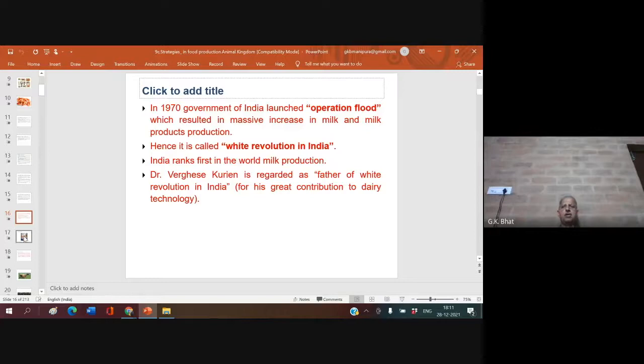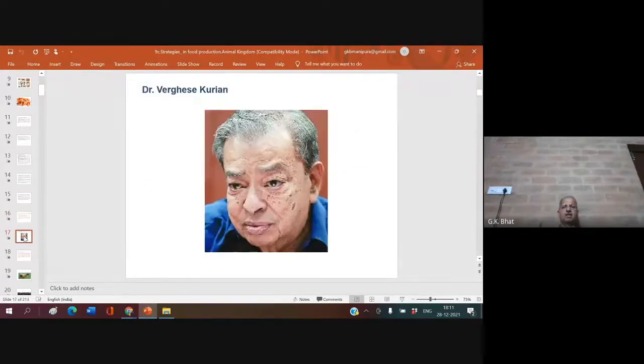Who is responsible for this? Dr. Varghese Kurian. Dr. Varghese Kurian is always respected as the father of the white revolution in India for his great contribution to dairy technology. Shall we see him? Yes, this is Dr. Varghese Kurian. He died recently, right?